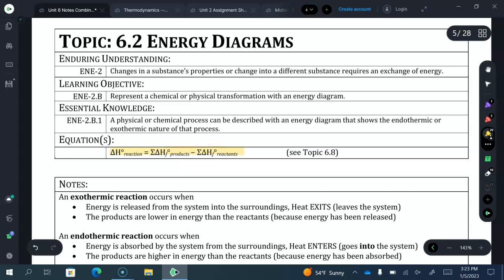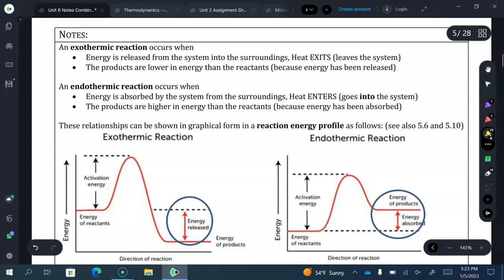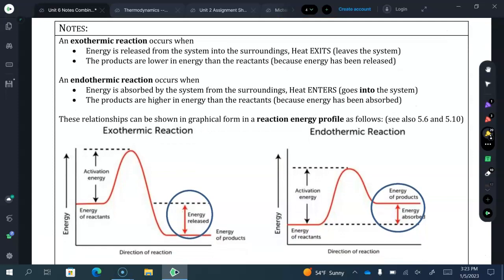The heat of, or enthalpy of reaction, is equal to the sum of the enthalpy of formations of the products minus the reactants. So we're introducing it here, but as you can see in this note, we will come back to it in later sections. So starting with our notes, an exothermic reaction sees energy being released from the system into the surroundings, thus heat exits. So exothermic, exiting, so it leaves the system. The products then are lower in energy than the reactants because you are releasing energy.